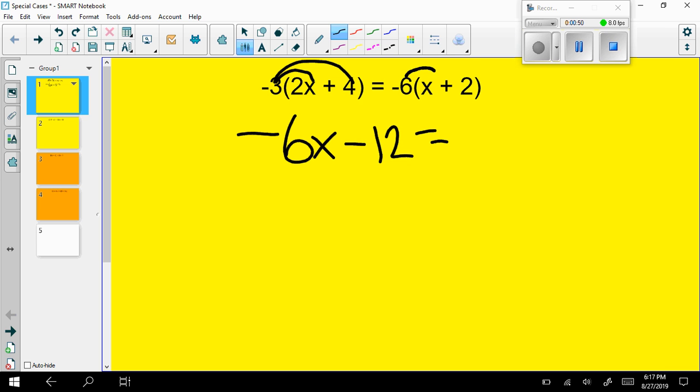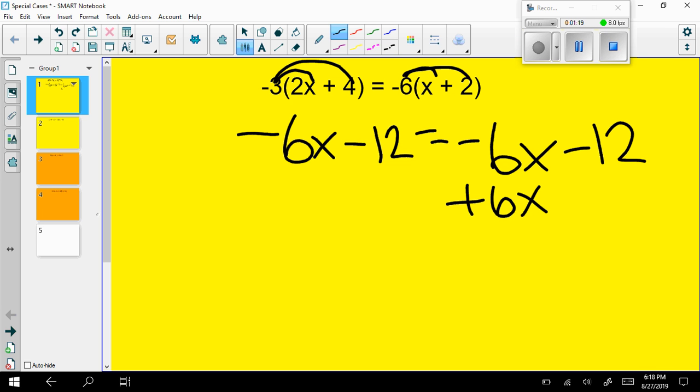And I'm going to do the same thing on this side. I'm going to distribute this 6, because this is implying multiplication, so that's -6x. And then -6 times 2 is -12. So at this point, you might say, well, this is the same equation. And so that indicates to us that no matter what we put in for x, this is going to make a true statement.